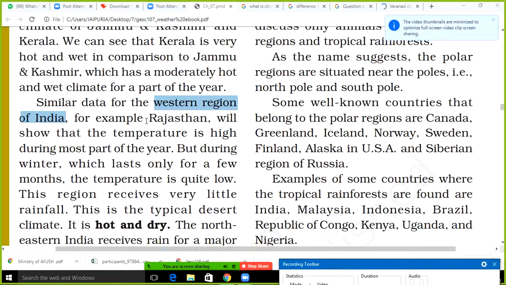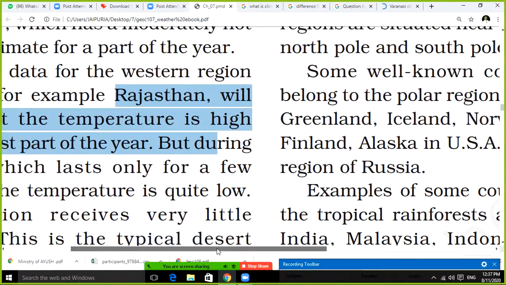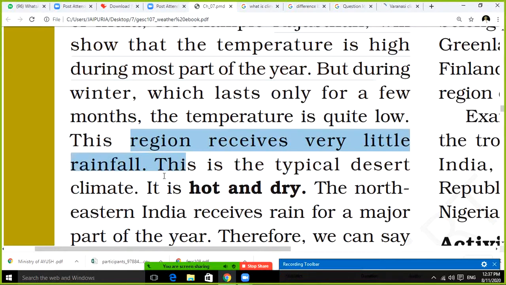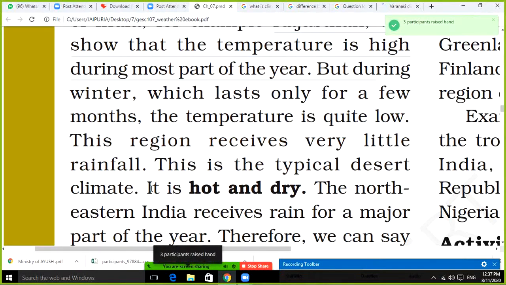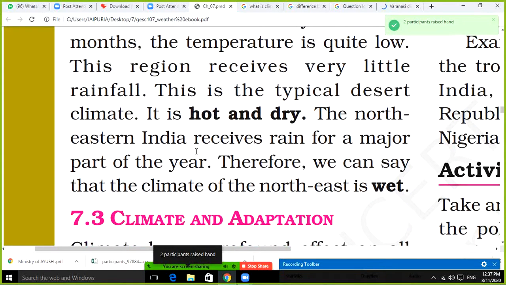Western India like Rajasthan shows a different type of temperature, high during most of the year, and during the winter, which lasts only a few months, the temperature is quite low, and that region receives very little rainfall. This is a typical desert climate. I have already discussed with you the hot and dry climate. And northeastern India receives rain for a major part of the year. For northeastern India, you have to find out which states are there. We can say that the climate of the northeast is wet.